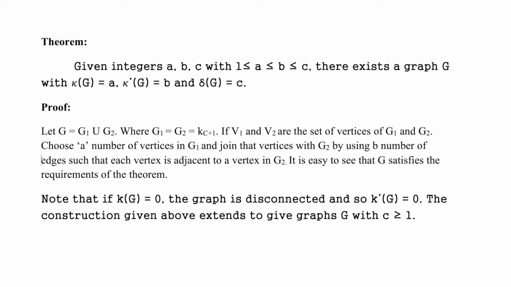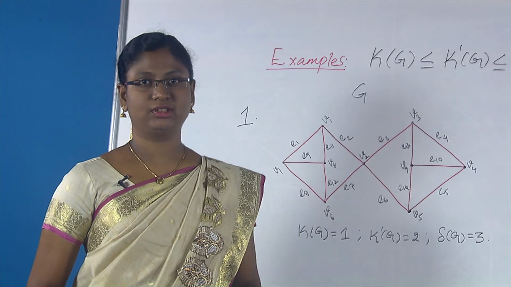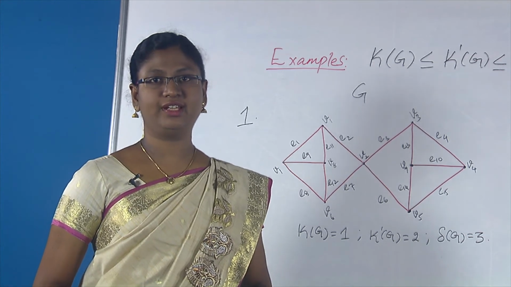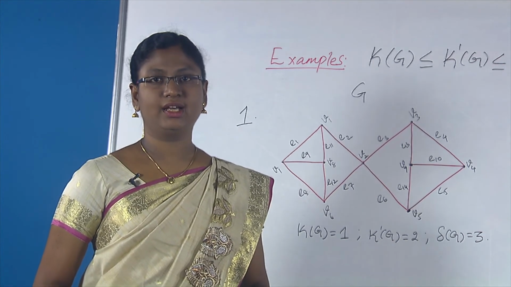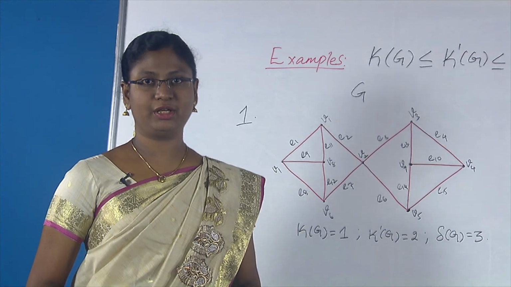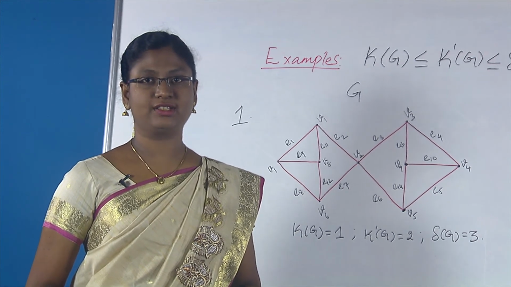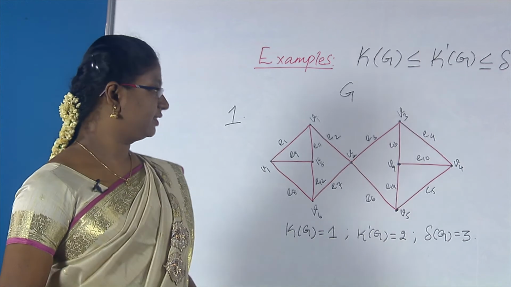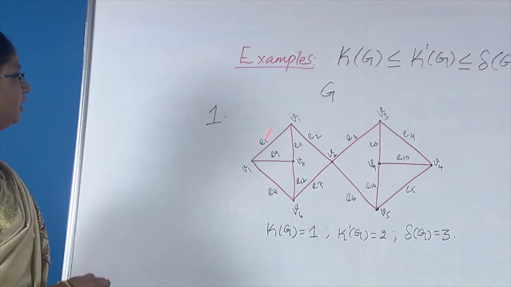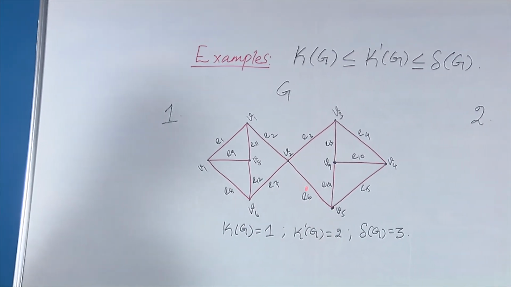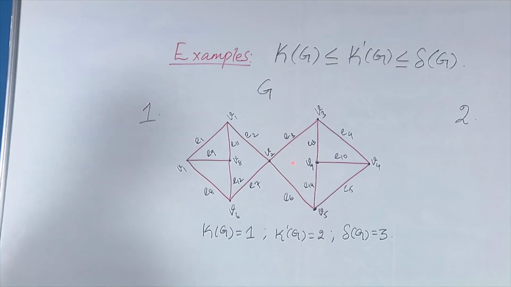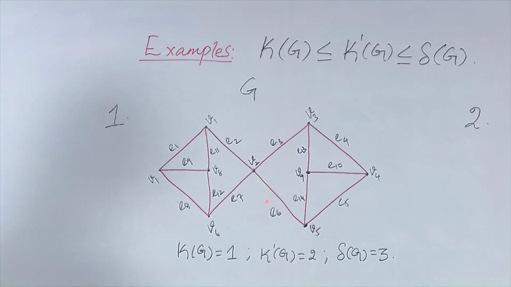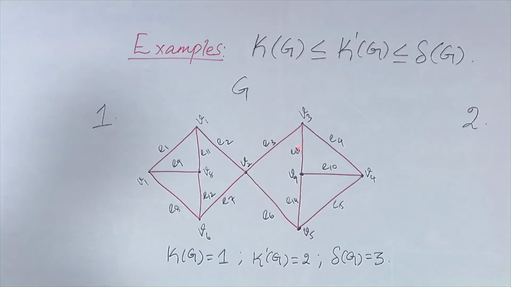Now, we will draw a graph related to this theorem. We are going to first verify Whitney's inequality, that is kappa of G less than or equal to kappa dash of G, that is less than or equal to minimum degree delta of G. Consider this graph G. First, we are going to find the minimum degree of this graph G. So, the minimum degree is 3.